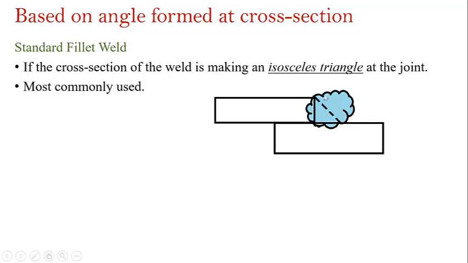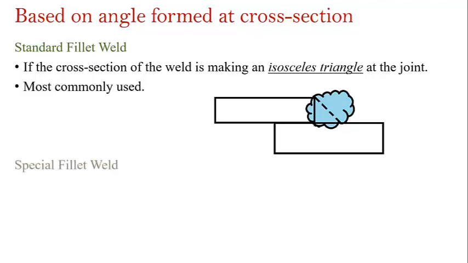So in this portion, if you find the cross section of the weld in the shape of an isosceles triangle, see, I have shown you here in the form of a dotted line. So this entire thing forms an isosceles triangle. Technically, you don't find exactly an isosceles triangle fillet weld at the joint. But if the cross section of the weld is making an isosceles triangle at the joint, then you can say it is a standard fillet weld. And this is one of the most commonly used weld types.